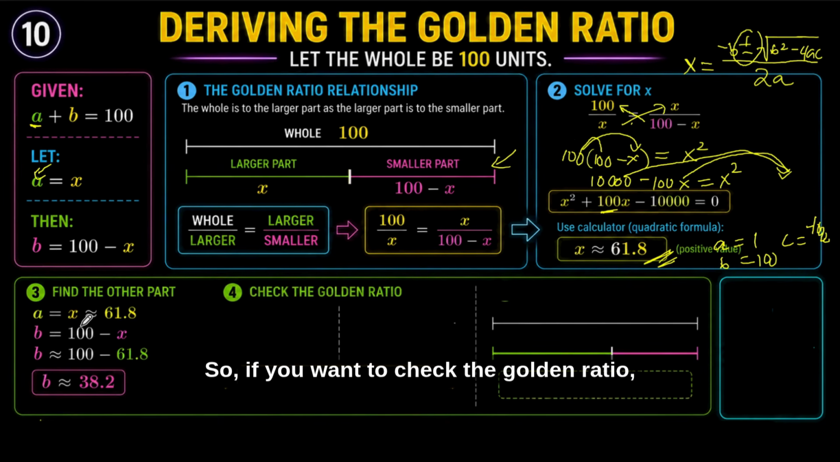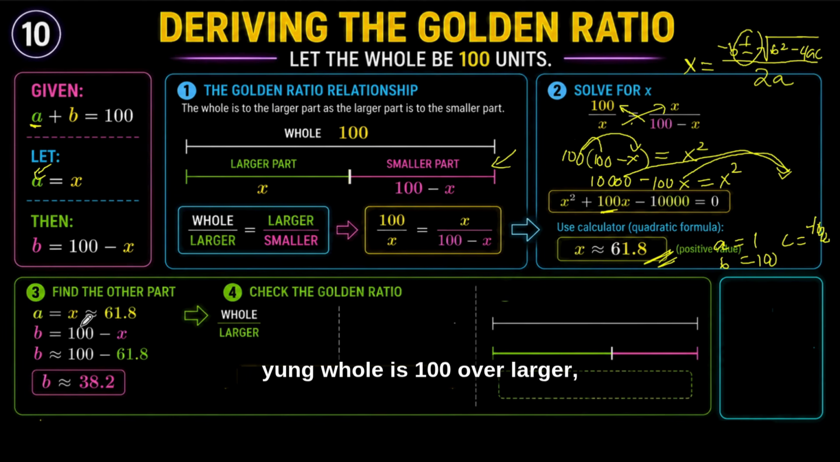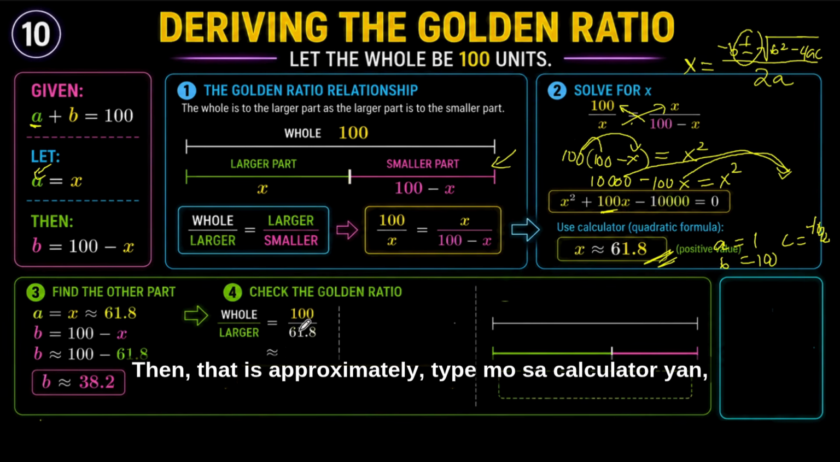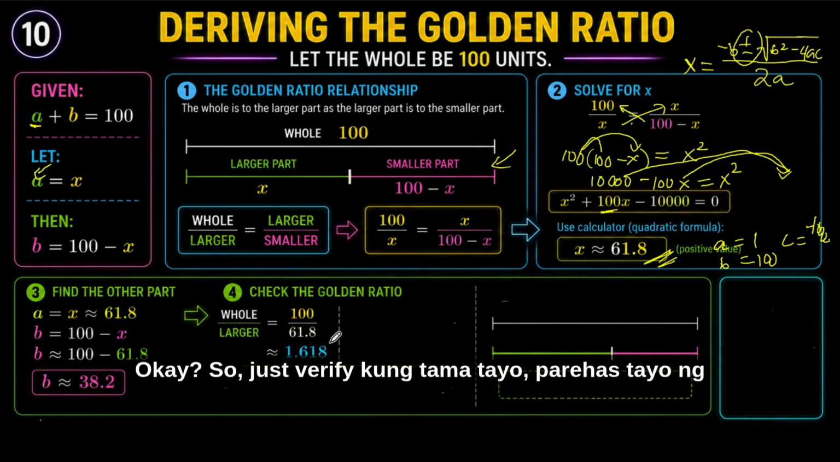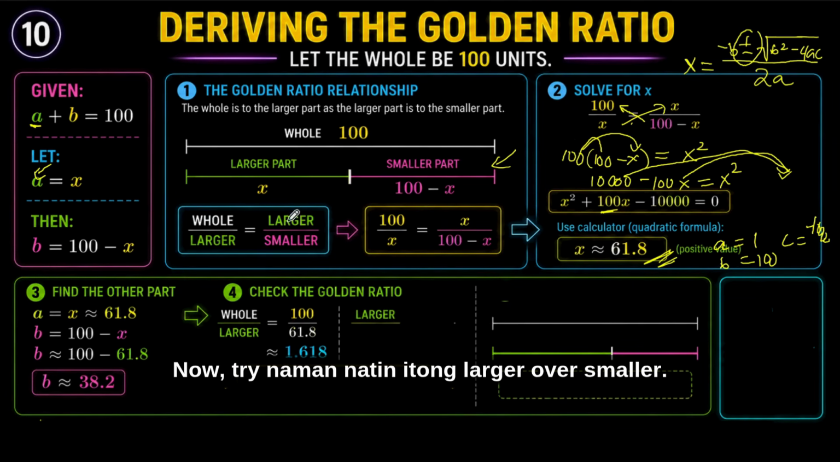Okay? So, if you want to check the golden ratio, yung whole is 100 over larger, okay? Equal daw yan sa 100 over 61.8. Then, that is approximately, type mo sa calculator yan, 100 divided by 61.8, that is 1.618. Okay? So, just verify kung tama tayo. Parehas tayo ng sagot. Now, try naman natin itong larger over smaller. Sabi parehas lang sila eh. Tignan natin kung parehas lang sila. Kasi nakuha na natin to. Ang sagot is 1.618.